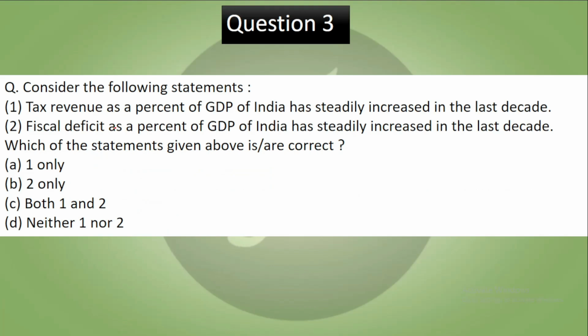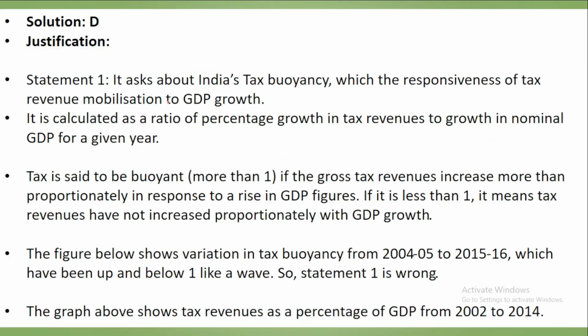Question third, consider the following statements. Tax revenue as a percent of GDP of India has steadily increased in the last decade. Fiscal deficit as per the GDP of India has steadily increased in the last decade. Which of the statements given above is correct? Pause the video, try to answer. Now let's see the answer. So your correct answer to this is D.